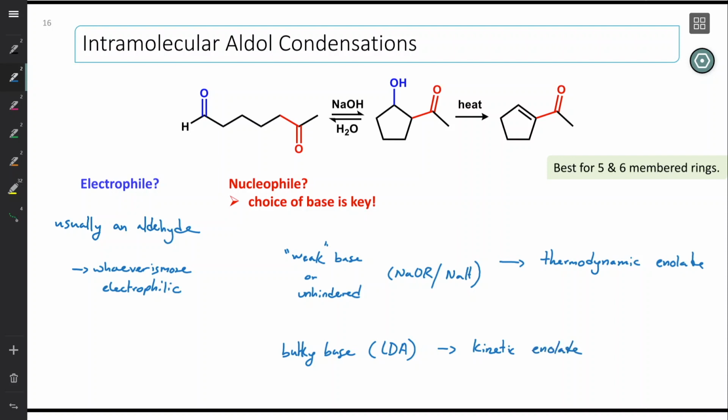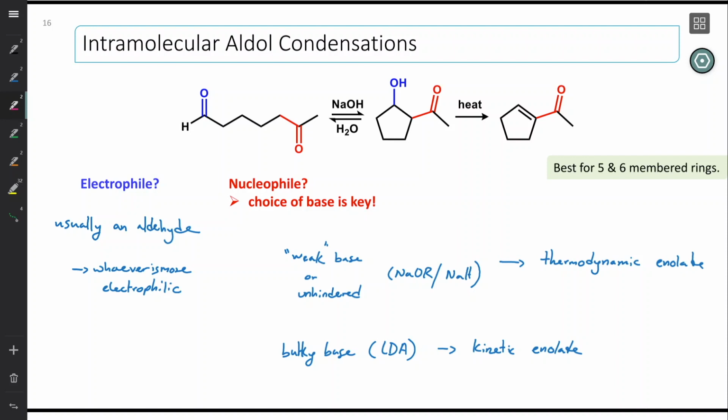But there's another factor at play, and that is this really works well for 5- and 6-membered rings. So if you try to force it with a bulky base to make a 4-membered ring, that's not going to be as favored as making the 5 or 6-membered ring. So you want to match your base to the right cycle size.